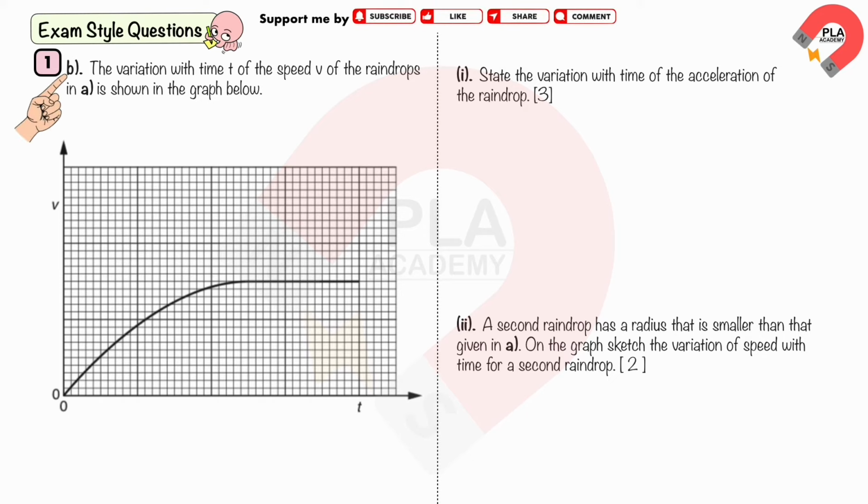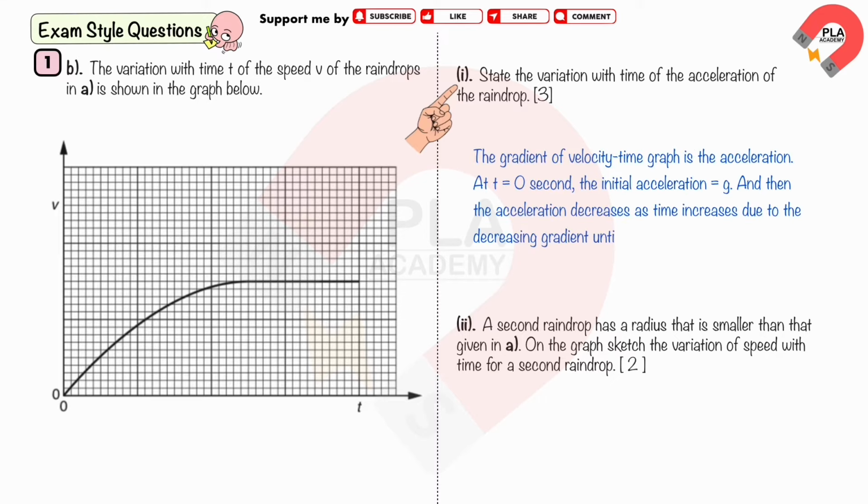B. The variation with time t of the speed v of the raindrops in A is shown in the graph below. 1. State the variation with time of the acceleration of the raindrop. The gradient of the velocity-time graph is the acceleration. At t equals 0 seconds, the initial acceleration equals g. And then the acceleration decreases as time increases due to the gradient decreasing, until the acceleration is 0 when the gradient of the graph is 0.